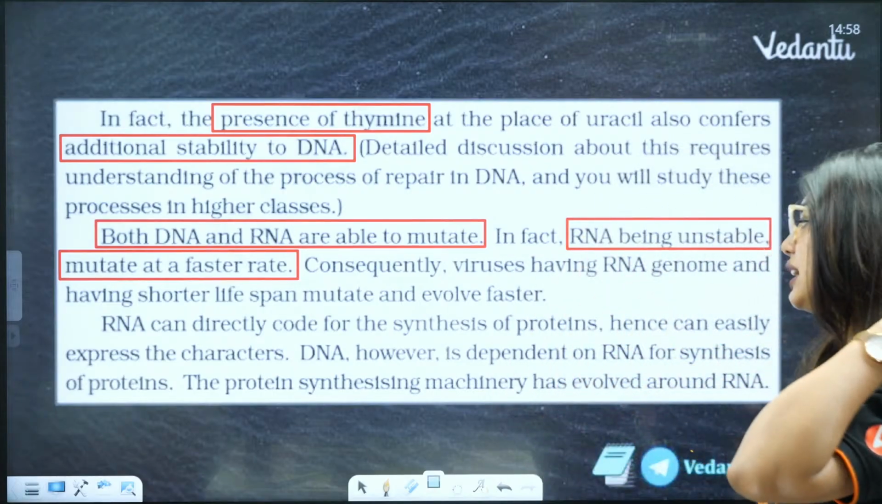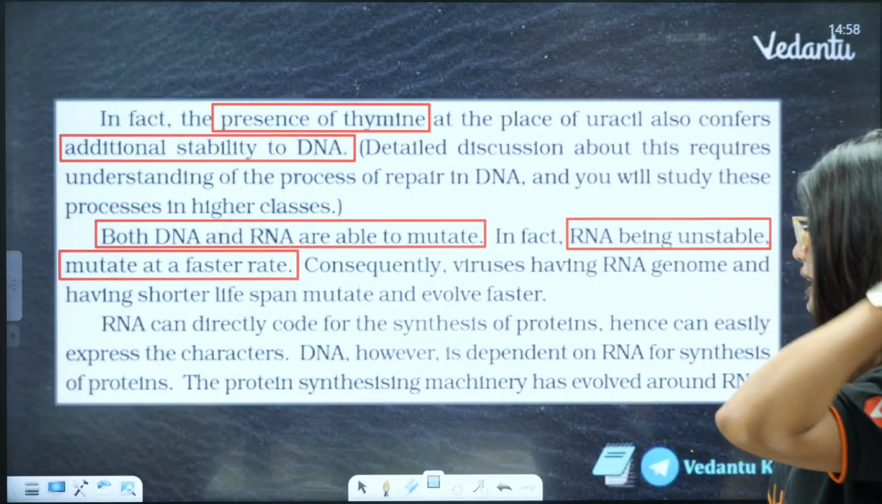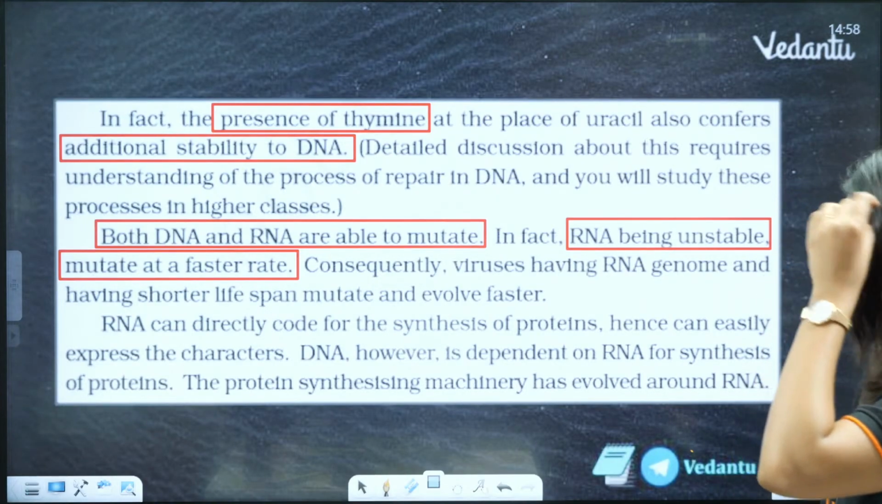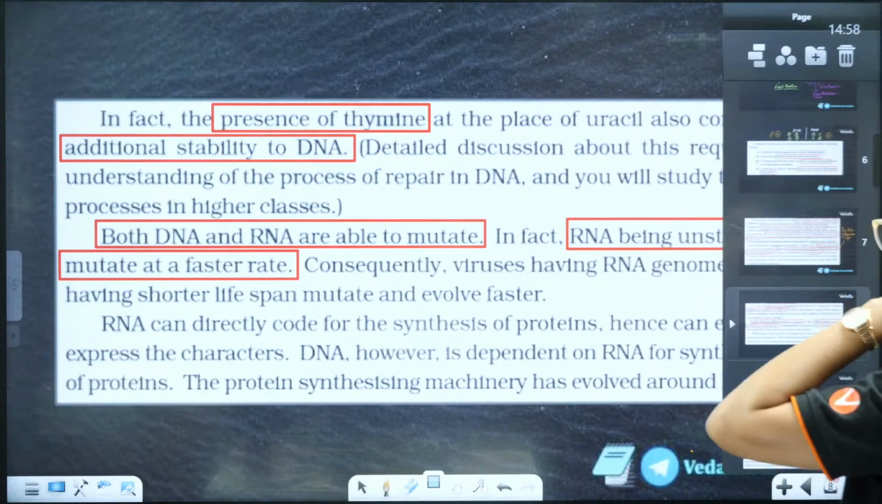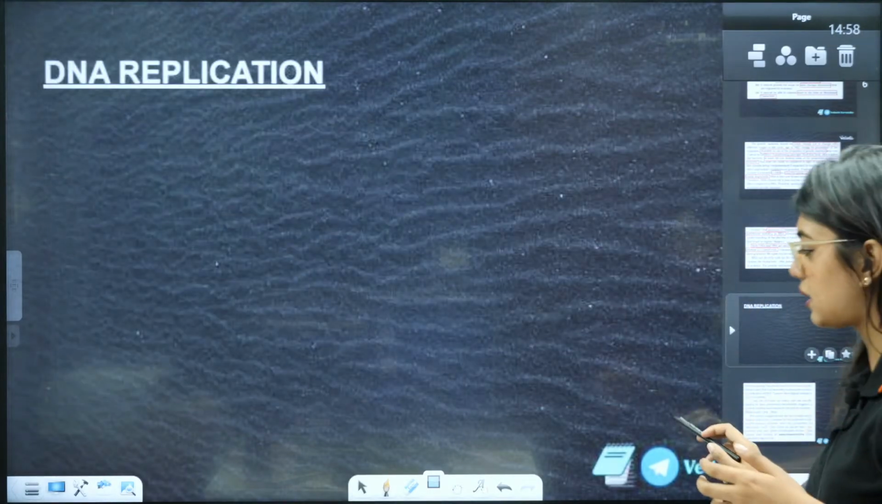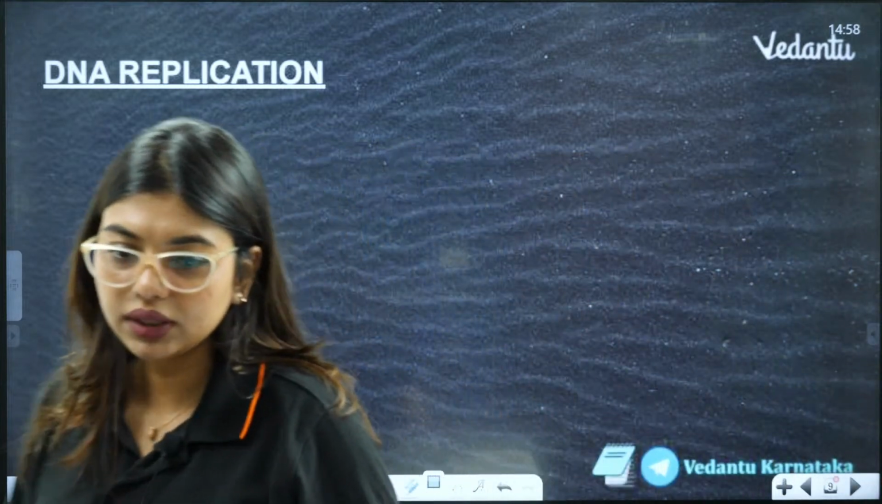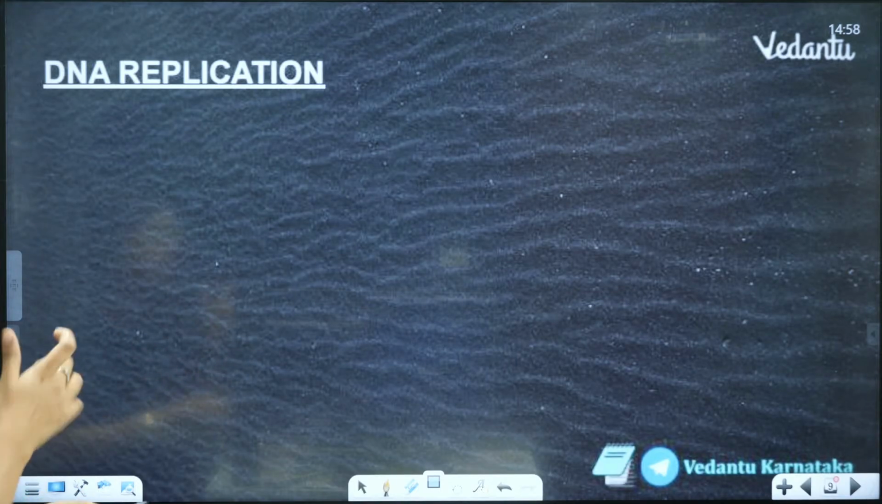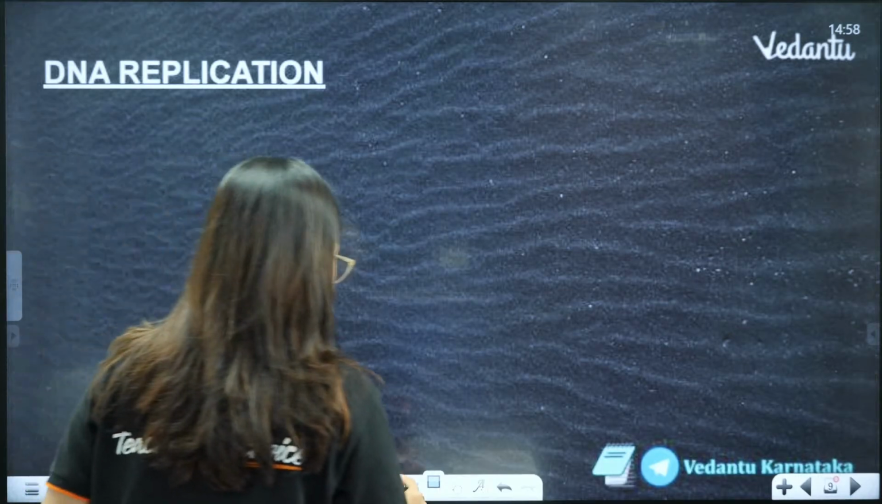So RNA can directly code for synthesis of protein, hence can easily express the characters. DNA, however, is dependent on RNA for the synthesis. The protein synthesis machinery has evolved around RNA. Clear to all of you? Yes or no? Give me a thumbs up if all of you understood quickly in the chats.